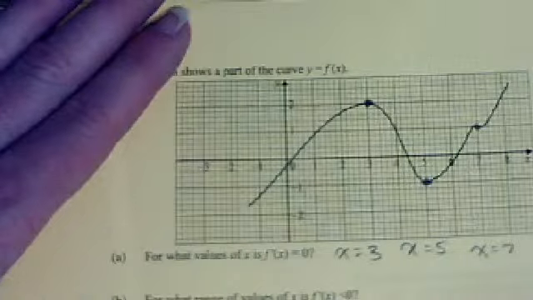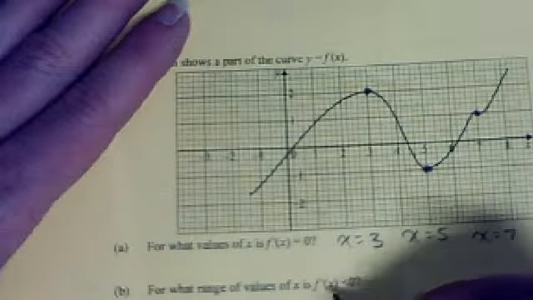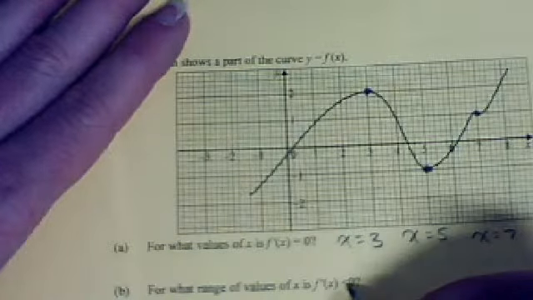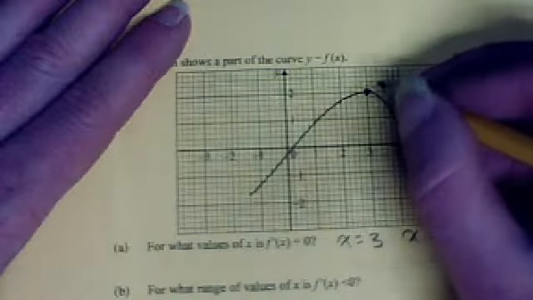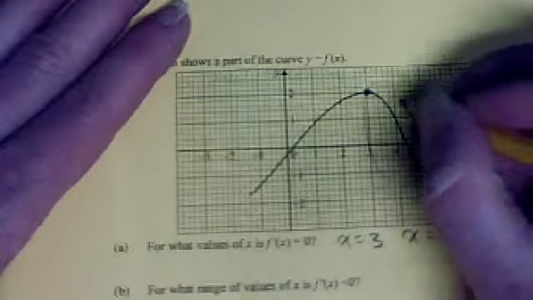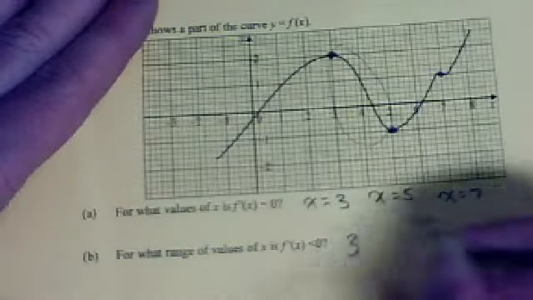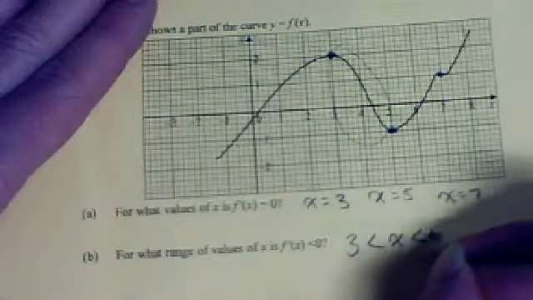For what range of values is the derivative negative? And that's when the roller coaster is going downhill. So that'd be this section of the graph. So that would be when you are between 3 and 5.